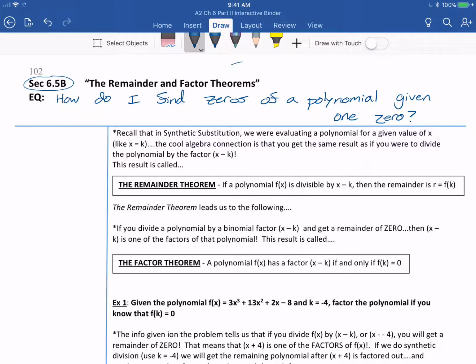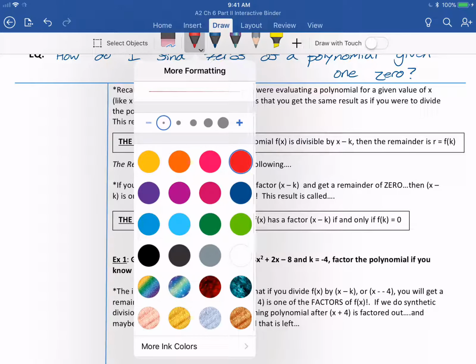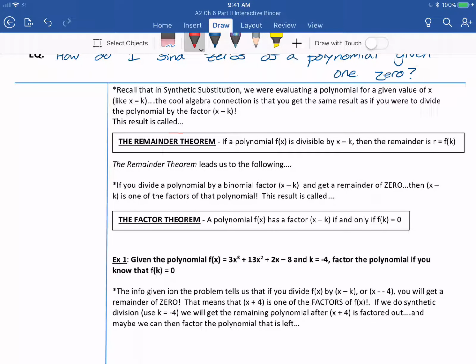They're going to tell us that, hey, this is a zero, and your job is to find the rest. So the remainder theorem, we talked about this a little bit in 6.5a, is just this. If you divide a polynomial by x minus k, the remainder, r, is f of k. So this is that direct substitution, the synthetic substitution. Synthetic sub is that when you sub something in, the remainder is actually what shoots out when you plug it in as well.